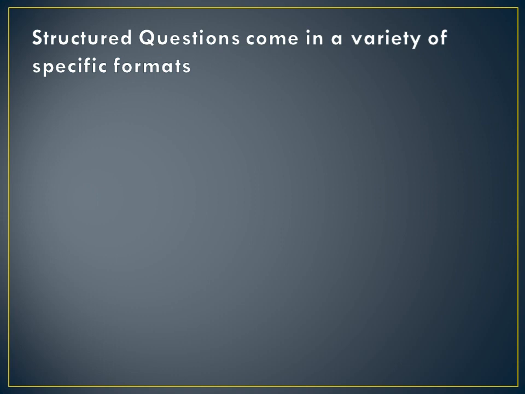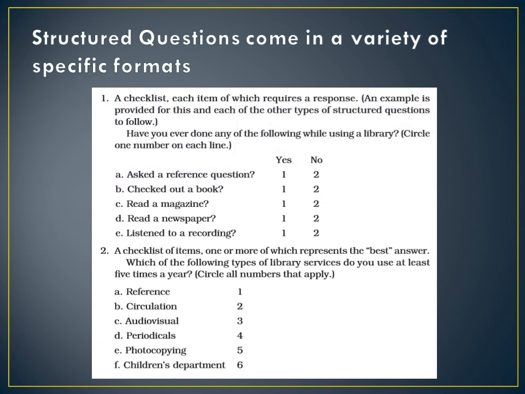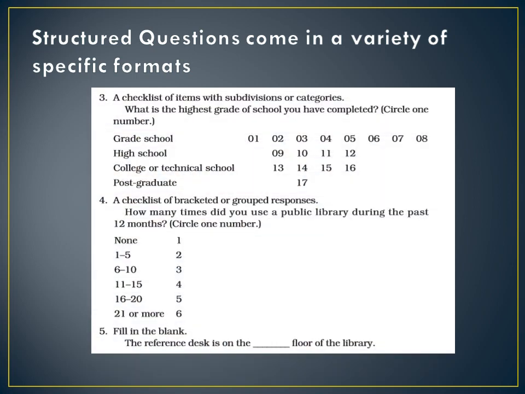Structured questions come in a variety of specific formats. Number 1, a checklist, each item of which requires a response. Number 2, a checklist of items, one or more of which represents the best answer. Number 3, a checklist of items with subdivisions or categories. 4, a checklist of bracket or group response. And 5th, fill in the blank.